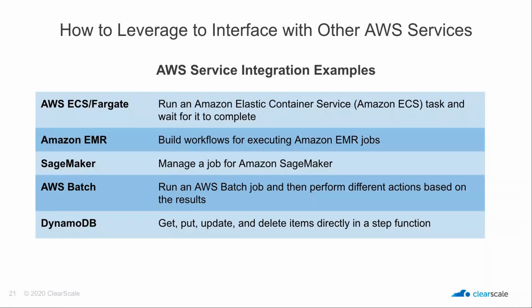So here are some of the service integration examples. If you're using Amazon's Elastic Container Service, you could run the container task and wait for it to complete, like we did in our video processing example. If you're using Elastic MapReduce, you could build workflows and execute those directly from Step Functions. SageMaker could run your machine learning models. AWS Batch could run a batch job and then perform different actions based on the results. And then with DynamoDB, you could get, put, update, and delete items directly in your step function.